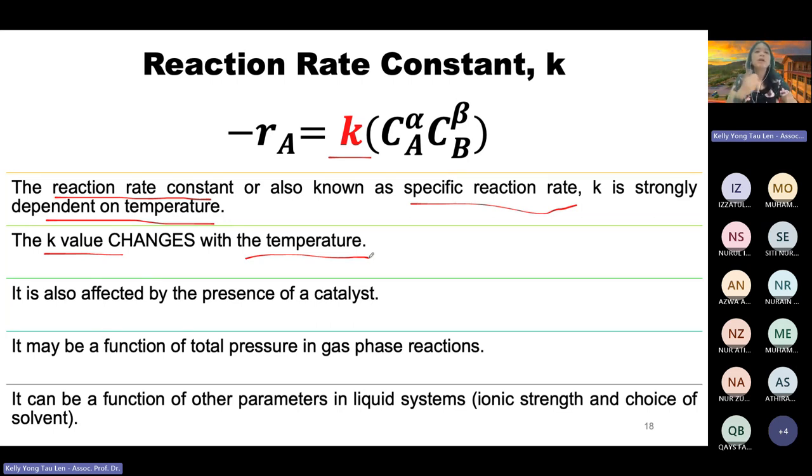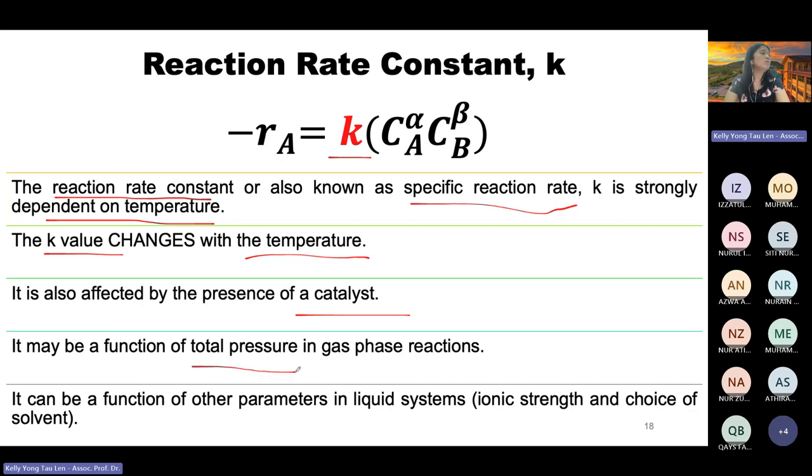Ingat, I told you, right? You can manipulate minus RA, you can increase minus RA by manipulating the value of K. Now you learn the value of K can be manipulated through temperature. Or you can also manipulate it if you use catalyst. Sebab tu kadang-kadang orang guna catalyst. We want to manipulate the value of K. Seboleh-bolehnya, the best, I want to increase K so that my minus RA increases.